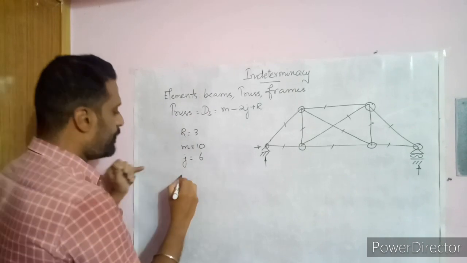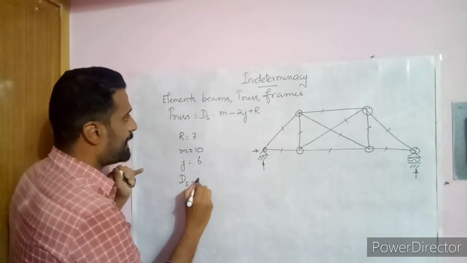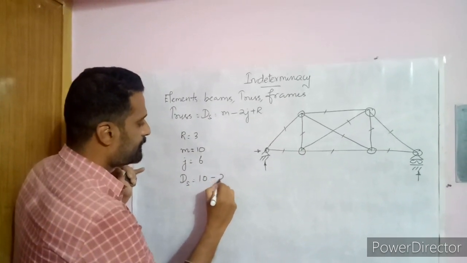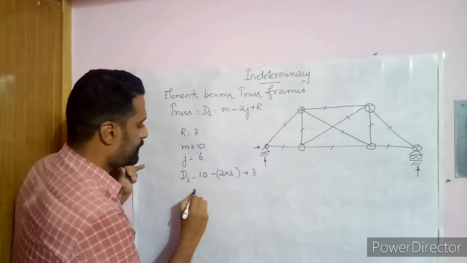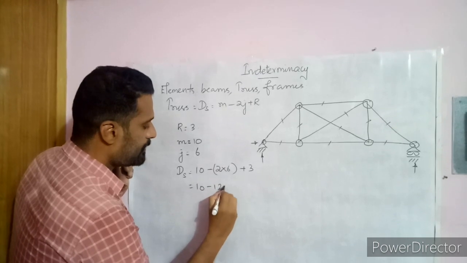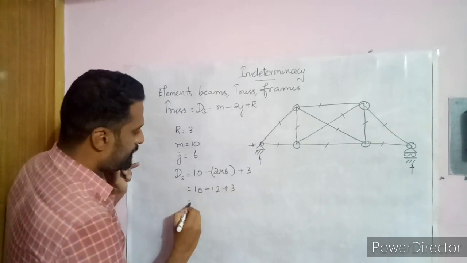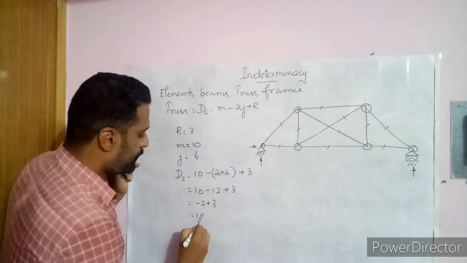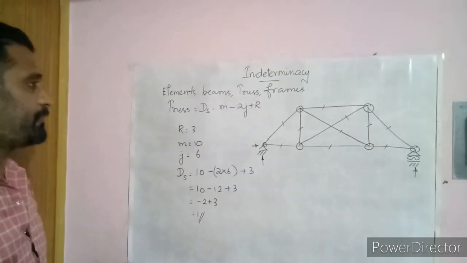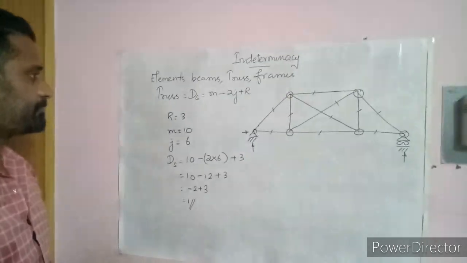So now we substitute in the formula. Degree of statical indeterminacy is equal to M, which is 10, minus 2 into J, which is 6, plus R, which is 3. So which is 10 minus 12 plus 3. So what is the value? Minus 2 plus 3, which is 1. So the degree of static indeterminacy for this truss is 1.